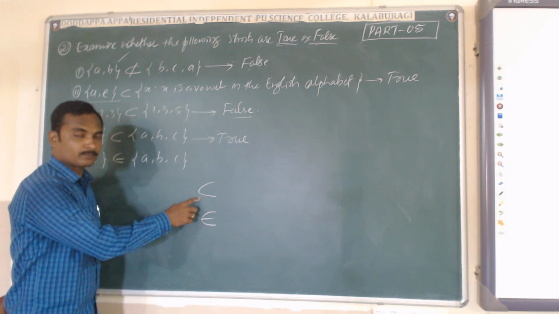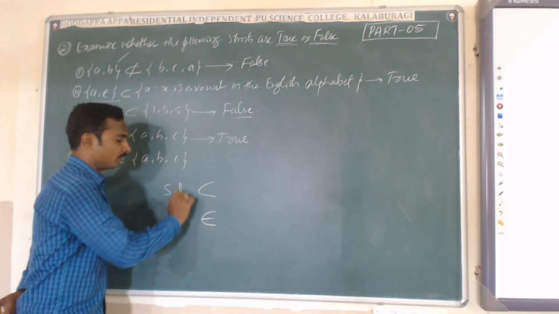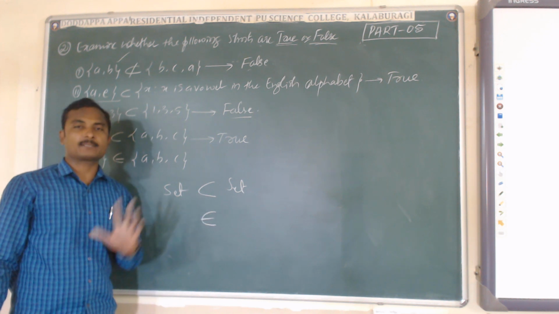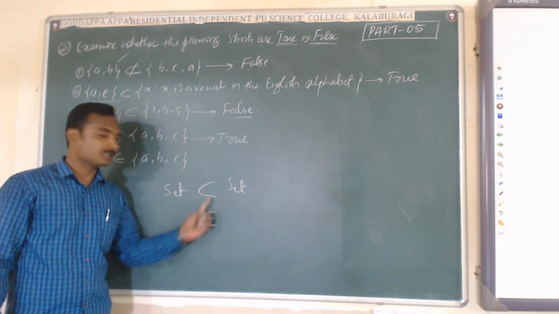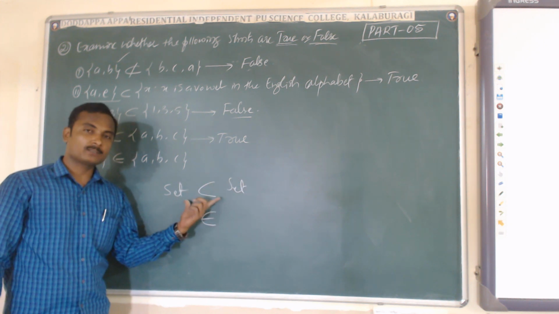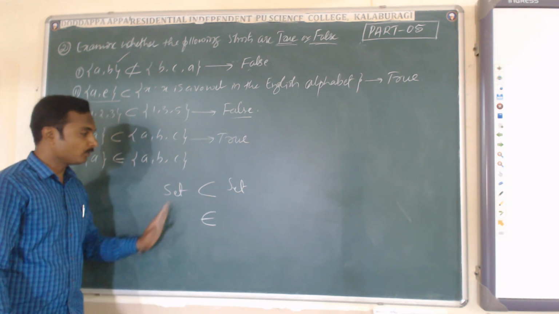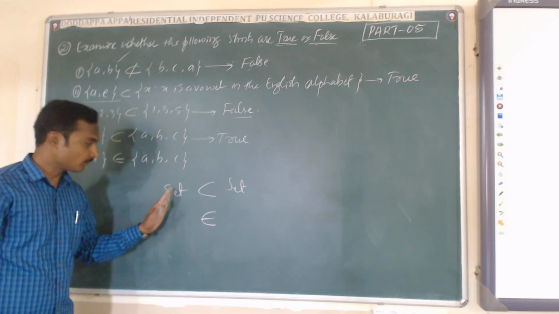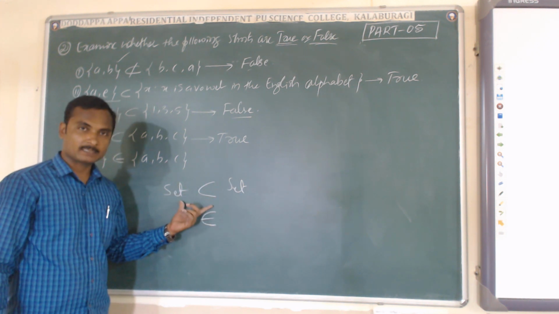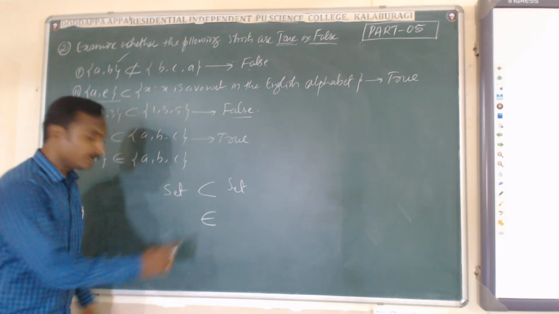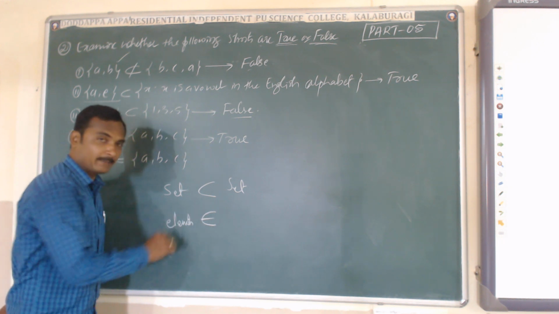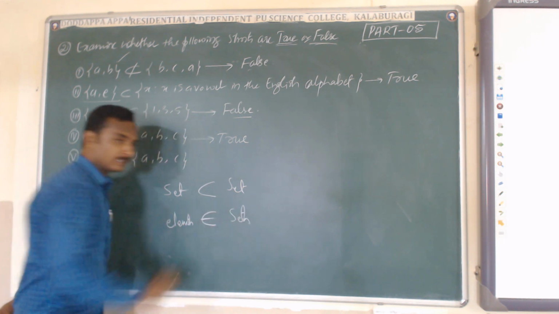For the subset, both sides of this symbol must be sets. It means one set is a subset of another set. Both the involvement has been done by sets. The one which is a subset and the one which has a subset, both must be sets. But in case of the belongs to, the elements must belong to the sets.